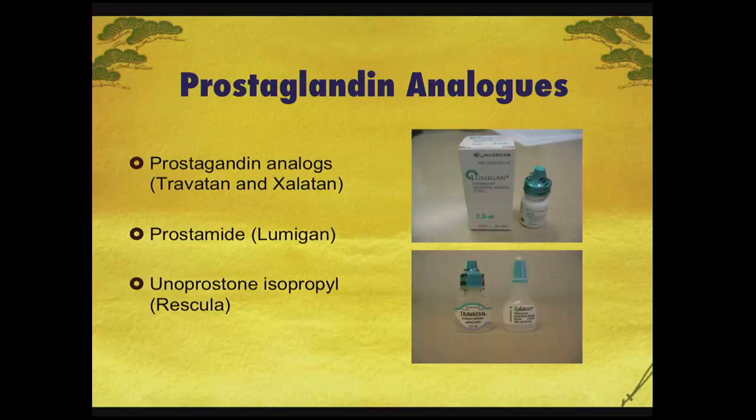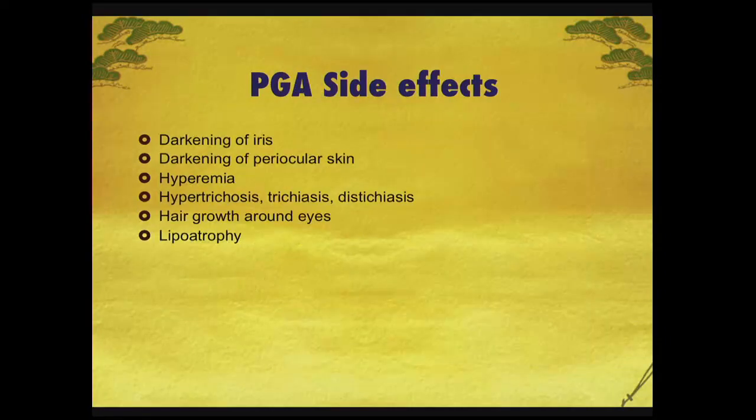Okay, now we'll review the medications that are used to treat glaucoma. Prostaglandin analogs, the common side effects that everyone's familiar with is darkening of the iris, darkening of the periocular skin, hyperemia, and the changes in the lashes. Patients can also get hair growth around the eyes and the upper cheek.